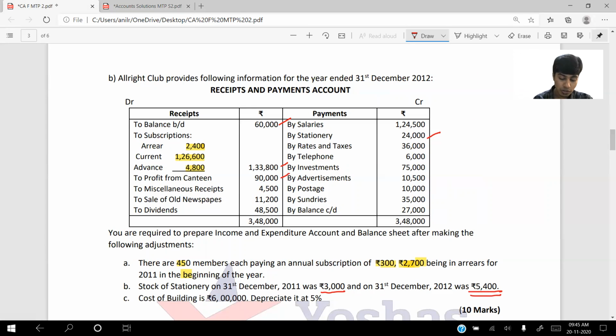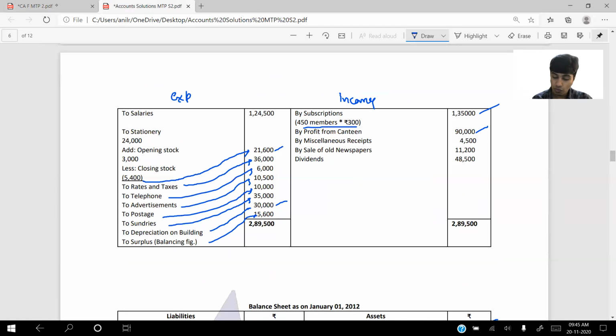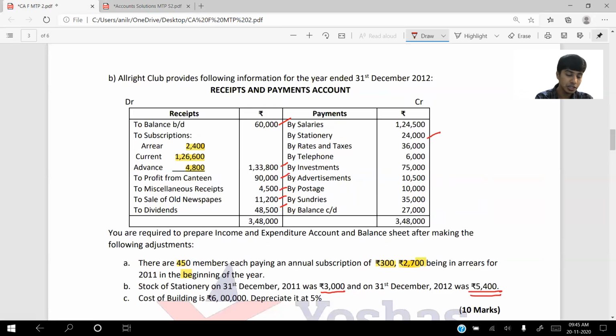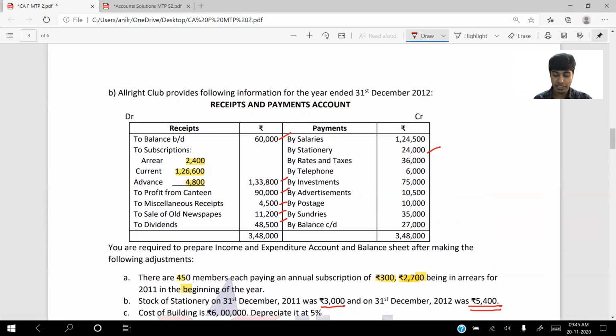Next, 4,500 miscellaneous receipts, 11,200 dividend, 48,500. All three are incomes. It will appear there. Have a look. 4,500, 11,200, 48,500 incomes. Perfect. Posted. Next, let's go to the payment side.